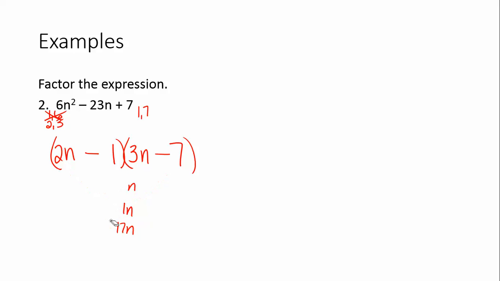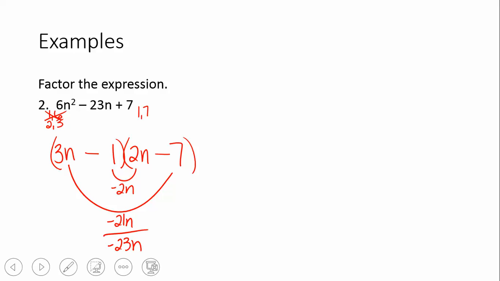This is a system of guessing and checking essentially, unless you can see it ahead of time. So that's a 3 there and a 2 there this time. So negative 2n. Now we get negative 21n. There's our negative 23n. So we have factored this correctly. 6n squared minus 23n plus 7 factors into 3n minus 1 times 2n minus 7.